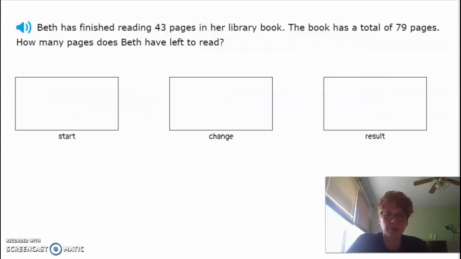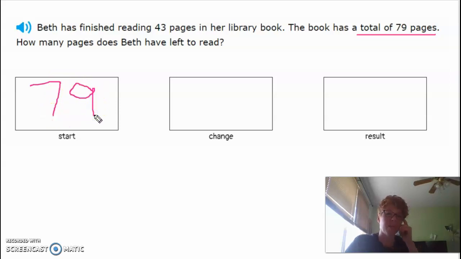Let's do another one. In this word problem, it says that Beth has finished reading 43 pages in her library book. The book has a total of 79 pages. How many pages does Beth have left to read? Well, let's ask ourselves. We're working with pages. How many pages did we start with at the beginning? Do you see it? The book has a total of 79 pages. So I'm going to underline that. So we started with 79 pages. So I'm going to put 79 in start.